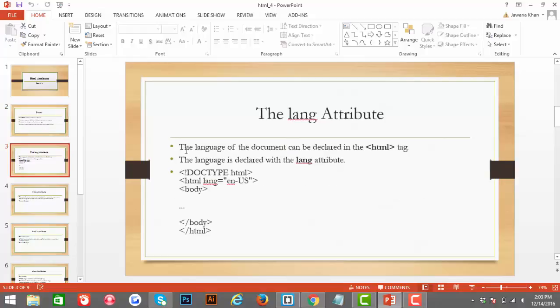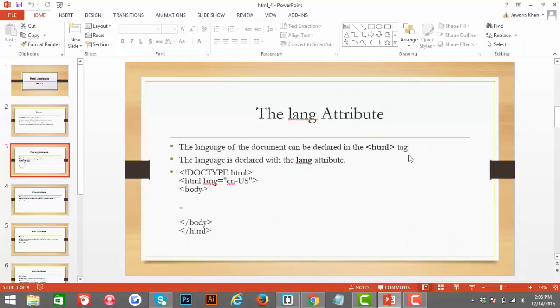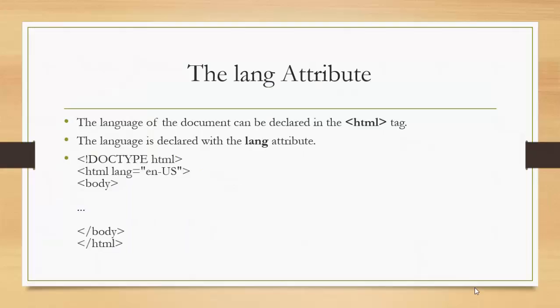If we see the description or the types of attributes, we have the lang attribute. The lang attribute defines the language of the document that is declared inside the HTML tag, that is the main tag of the HTML file or the web page, right? The language is declared with the lang attribute.